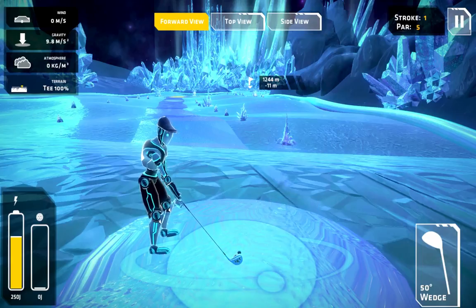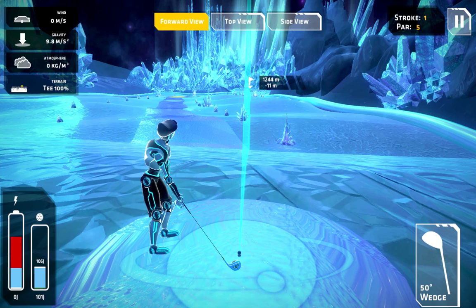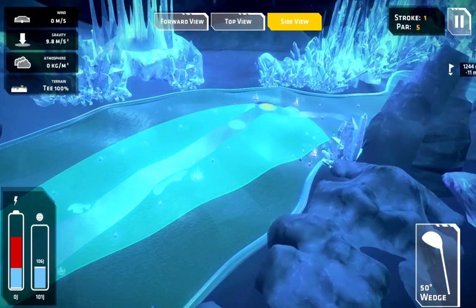Okay, so I'm going to load up my hard shot. I have no atmosphere, so I'm going to stay on the 50-degree wedge. I'm going to go to the side view.